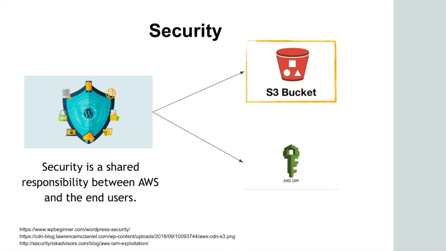Coming to the security. Security is the shared responsibility between AWS and the end users. So it is divided into two subparts, which are known as the security of the cloud and the security in the cloud. The security of the cloud is that Amazon Web Services is responsible for protecting the infrastructure that runs AWS services in the AWS cloud.